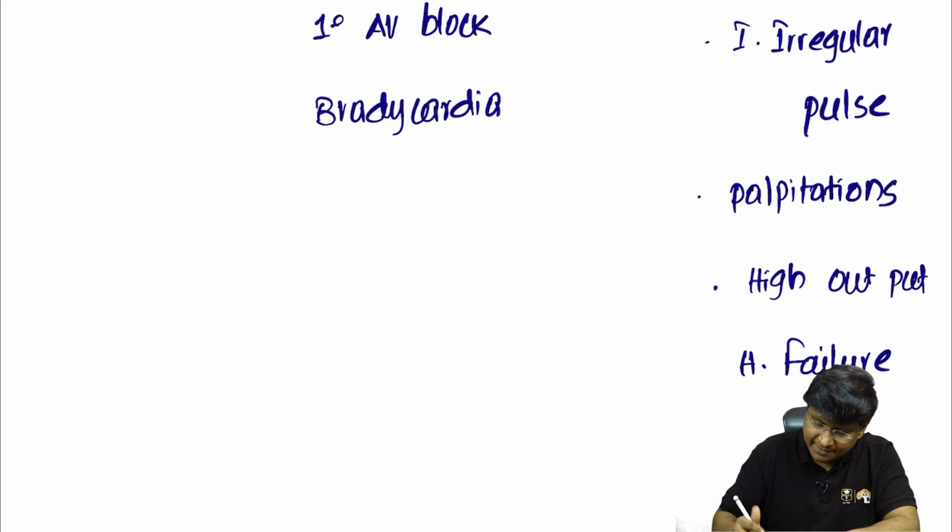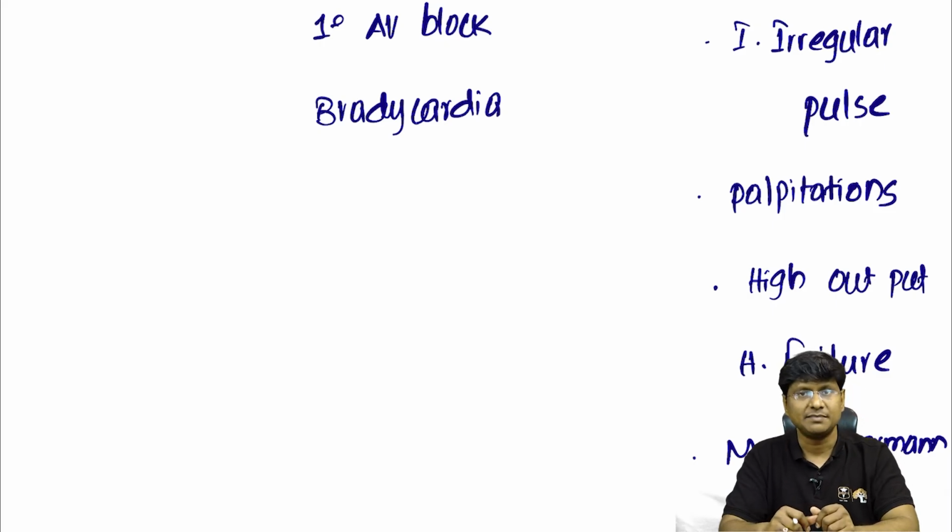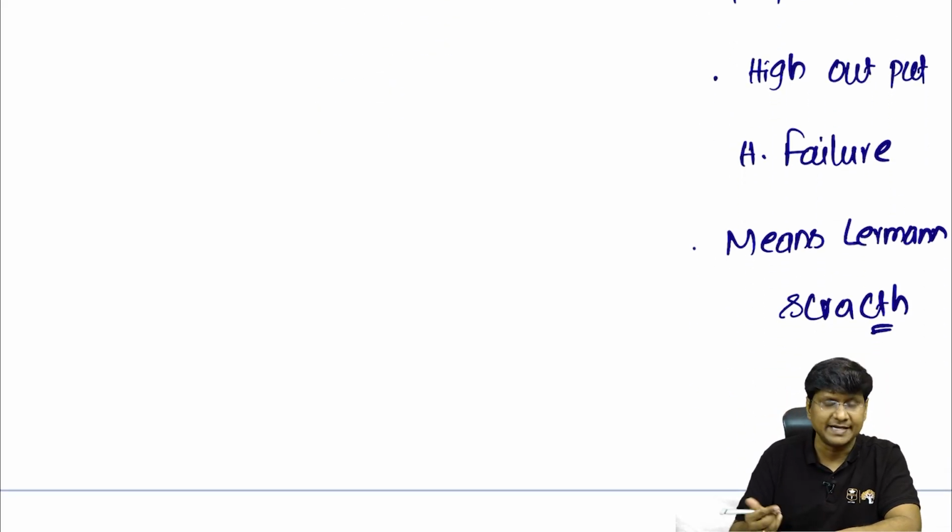Then followed by that, in patients with hyperthyroidism, they will have a systolic murmur, and the name of this systolic murmur is a Means-Lerman scratch, right? And it is a mid-systolic murmur, okay, or it is also nothing but ejection systolic murmur. That is what you will have in case of the hyperthyroidism.